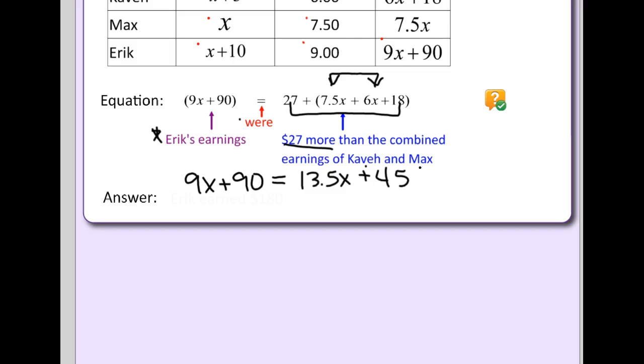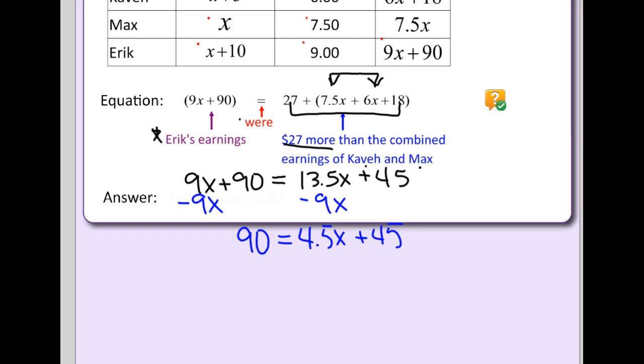So if I have x on both sides of my equation, I have to get letters on one side and numbers on the other. So I'm going to go ahead and move this 9x over. I'm going to subtract 9x from both sides. So I've got 90 equals 13.5x minus 9x is 4.5x plus 45.